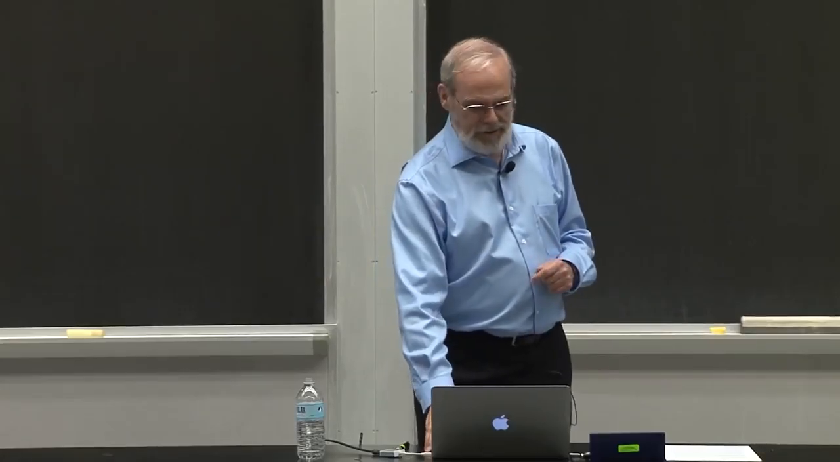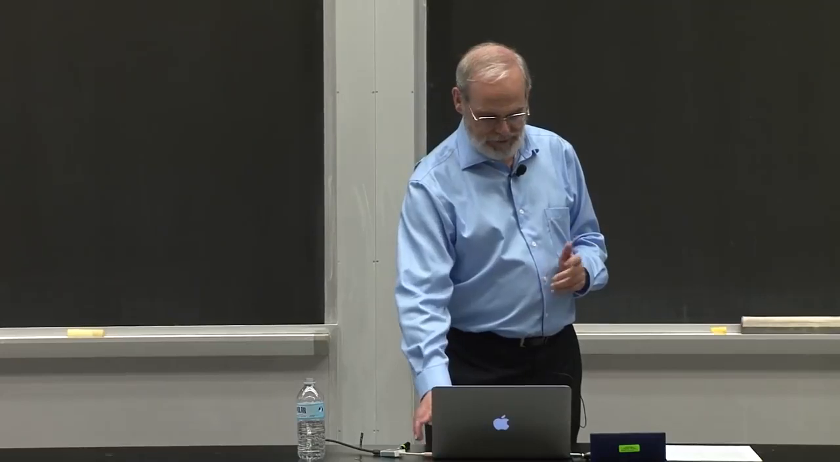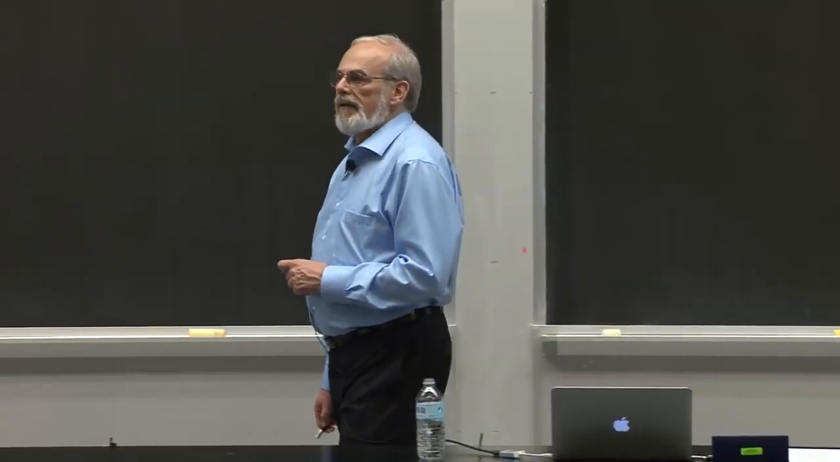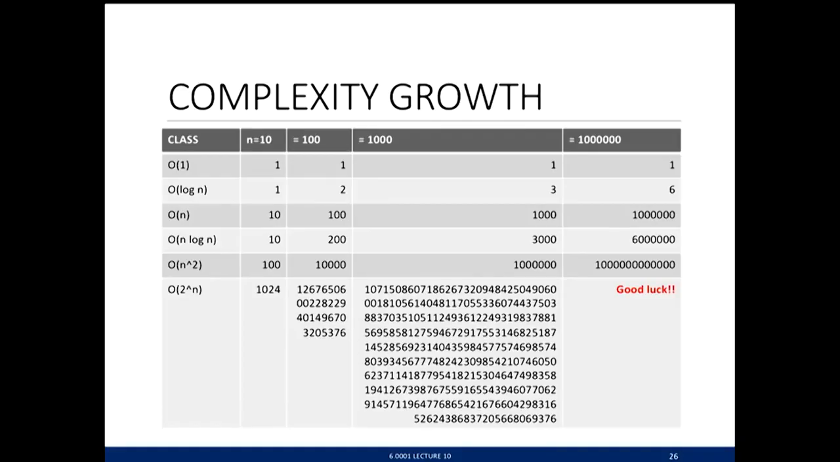Just to remind you why these orders of growth matter. Sorry, that's just reminding you what they look like. We've already done that. Here's the difference between constant, log, linear, log linear, squared, and exponential, when n is equal to 10, 100, 1,000, or 1,000,000. I know you know this, but I want to drive home the difference.